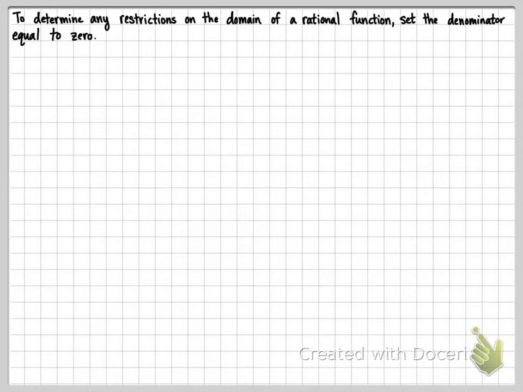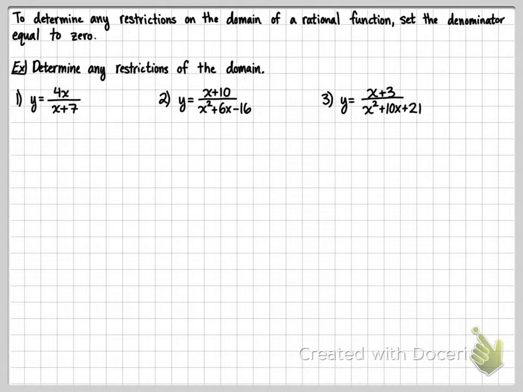To determine any restriction on the domain of a rational function, set the denominator equal to 0. That's how you determine where your restrictions of the domain are. Here's the example. Example 1, we're going to determine any restrictions of the domain. Number 1 is y equals 4x over x plus 7. Remember, we just set the denominator equal to 0 and solve for x. That means x equals negative 7 is a restriction, because if we plug negative 7 back in for x, that makes a 0, and we can't have a 0 on the denominator.